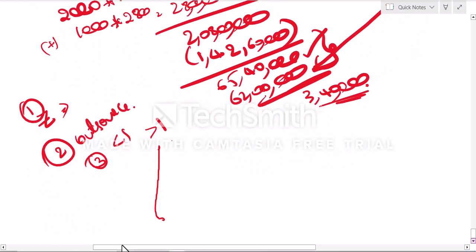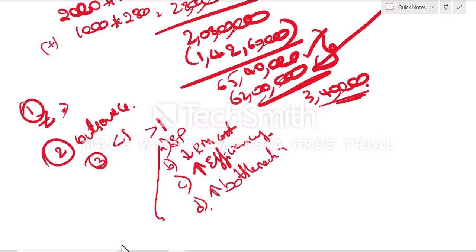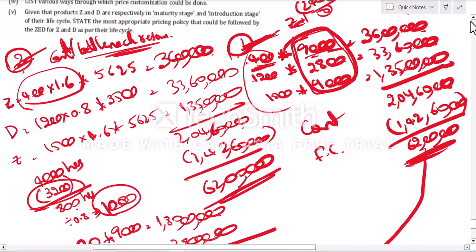We can increase the selling price. We can decrease the raw material cost. Or else we should increase efficiency to increase the number of units, or increase the capacity of the bottleneck resource. Anything we can do to avoid the loss.